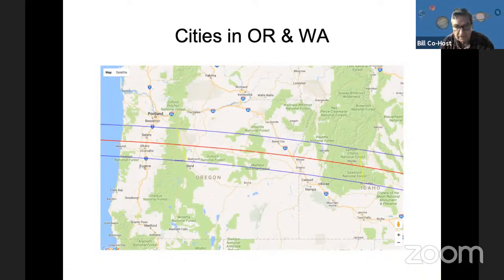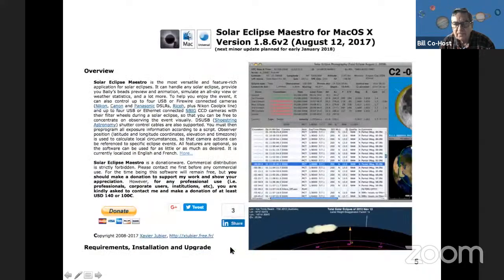We rented a little place up there in the Painted Hills of Oregon. It was great. And my wife is into photography, and this software, the Solar Eclipse Maestro for Macintosh, was put together by Javier Jubia, and it worked great. We'll talk more about it, but it allowed her to program her video camera and let the camera run automatically. If you're interested, I'll tell you more separately offline.